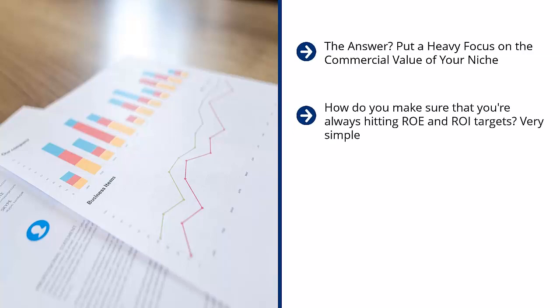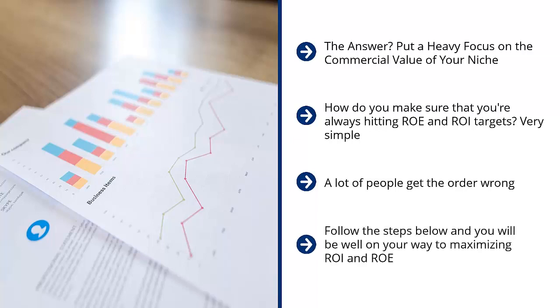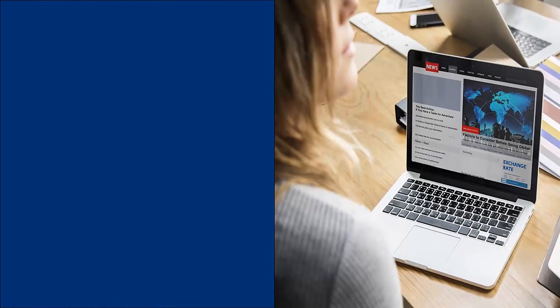Very simple. To maximize your ROI and ROE, you need to pick the right niche first, then pick the right affiliate program. A lot of people get the order wrong. They often build their whole business around an affiliate program when it turns out that the niche they're targeting is simply too hard, too saturated, or too fragmented for them to turn a steady profit. Follow the steps below and you will be well on your way to maximizing ROI and ROE. Spend less time, make more money.